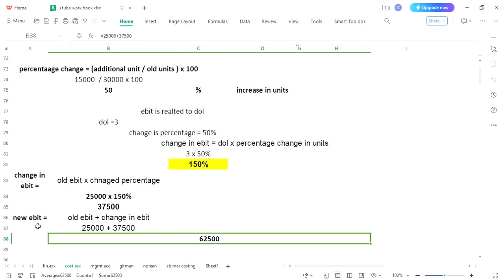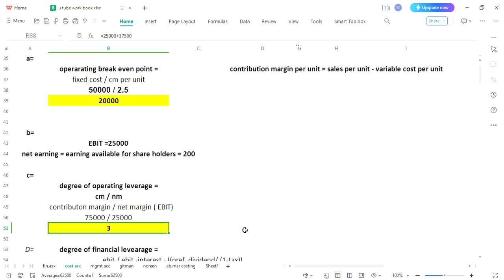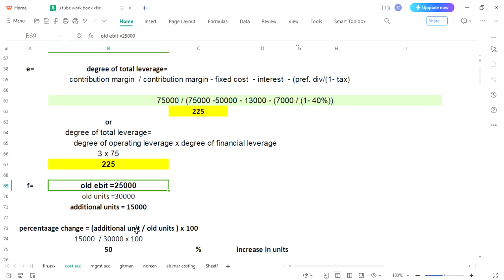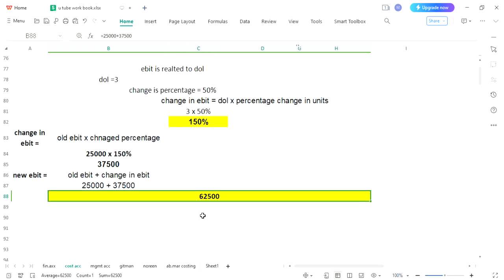new EBIT. For 30,000 units, your EBIT was 25,000. When you make your number of units 45,000, 30,000 old, 15,000 additional, then your new EBIT would be 62,500. So please note it down. Without making your income statement, you have predicted your new EBIT, 62,500. Go back to the question, and here you can see your answer is 62,500. And what we have calculated is also 62,500, 150% and 62,500.